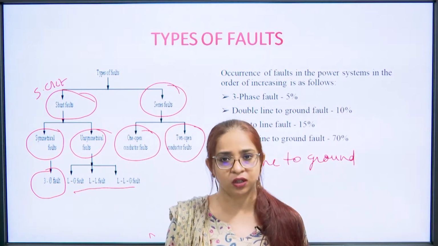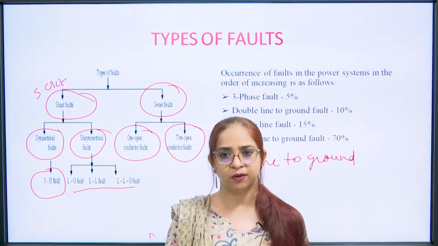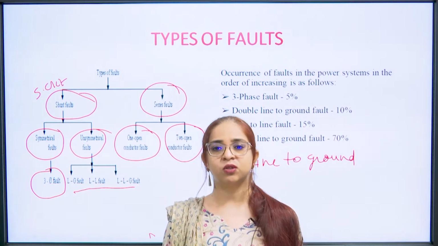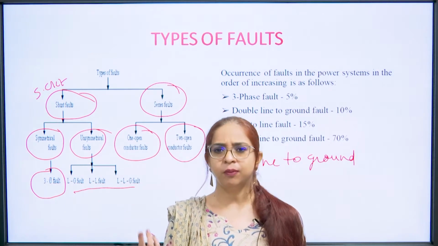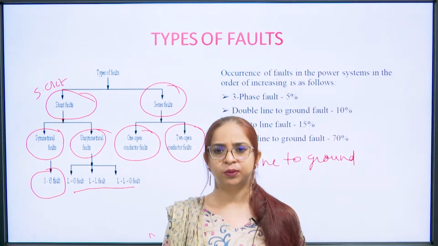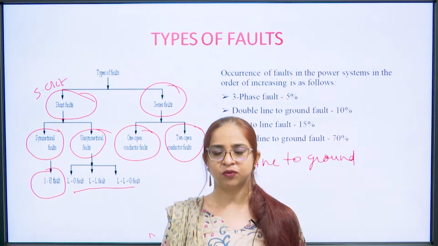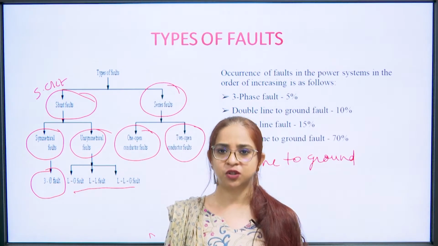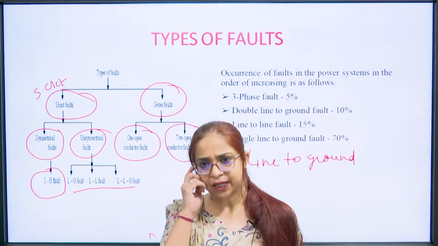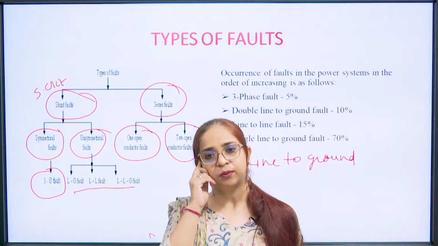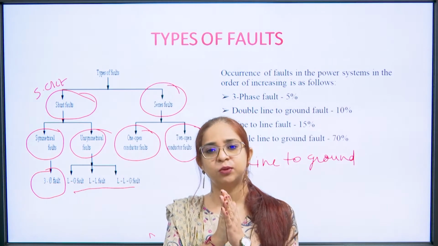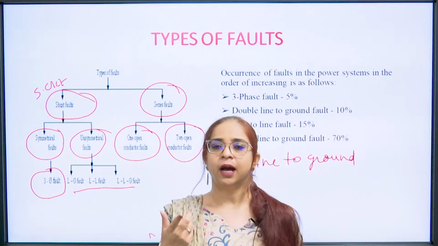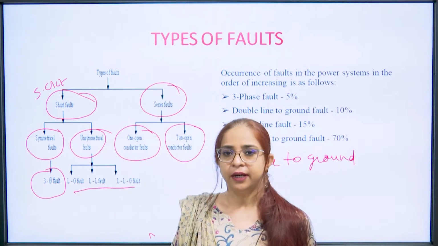All three phases are not affected, only two phases were affected and they got short circuited, maybe because of the insulator failure, or maybe a bird is sitting between both the lines of the phases, and it flaps its wings and it gets touched to both the lines. Anything can happen. A tree is fallen, wind is blowing, both the conductors got touched at some point of time, and this can happen, right.